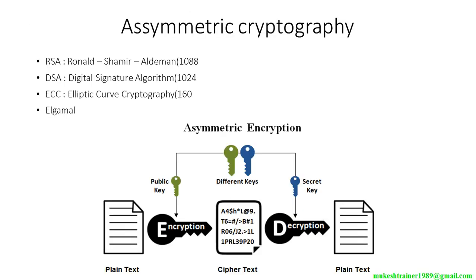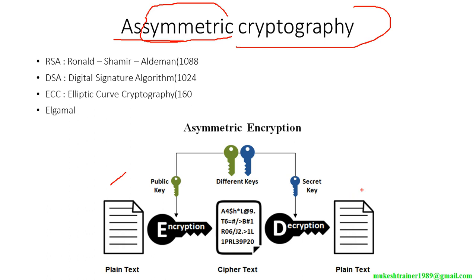So there is asymmetric cryptography. As you remember, in the last session we learned symmetric cryptography and asymmetric cryptography. The difference between both, we are well aware: symmetric uses the same key for the sender and the receiver. But in asymmetric cryptography, the sender has his own public key, and the receiver has his own secret key.